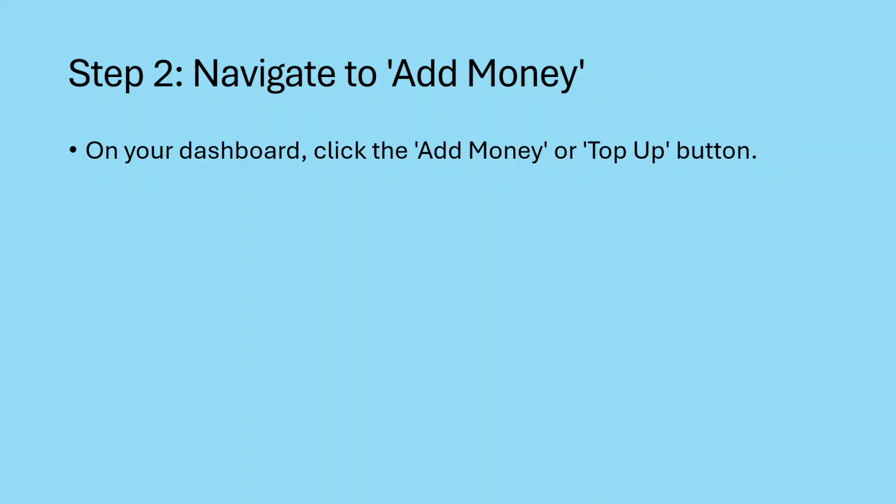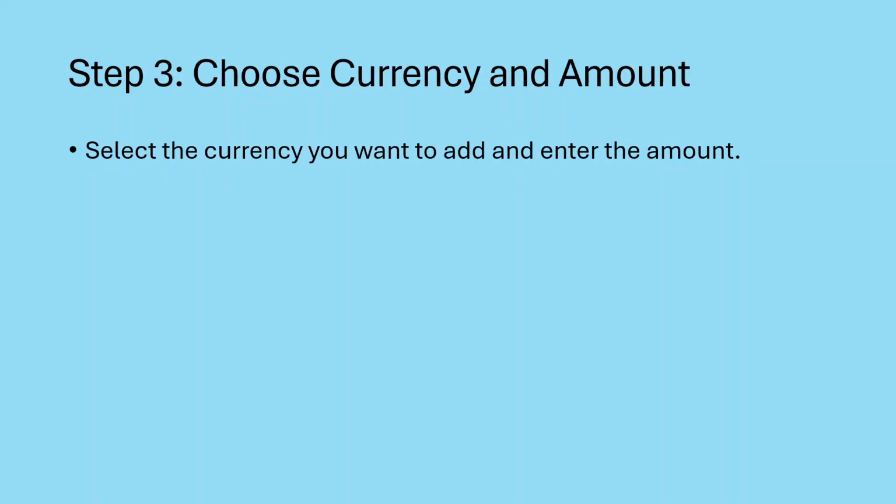Step 2. Navigate to add money. On your dashboard, click the Add Money or Top Up button. Step 3. Choose currency and amount. Select the currency you want to add and enter the amount.